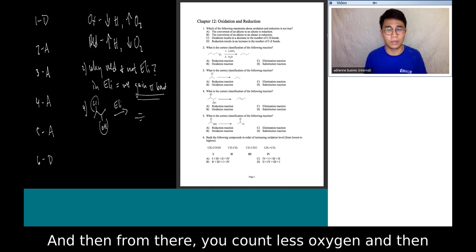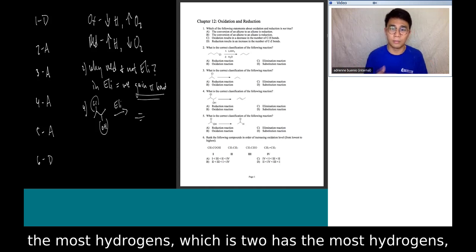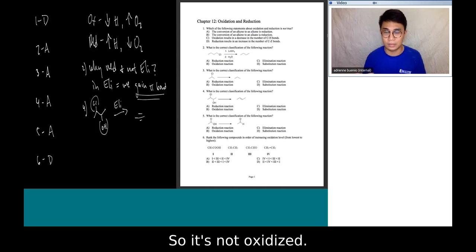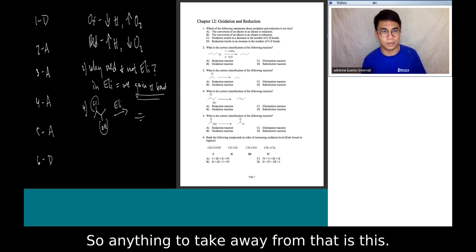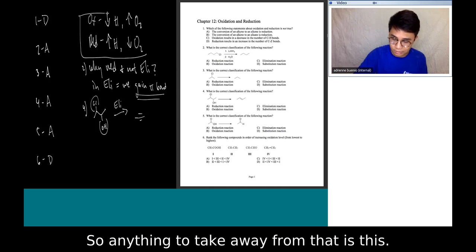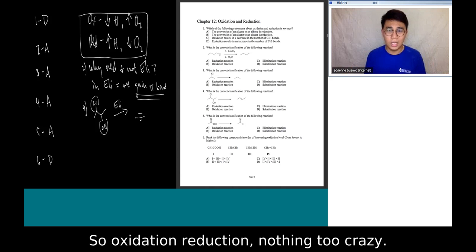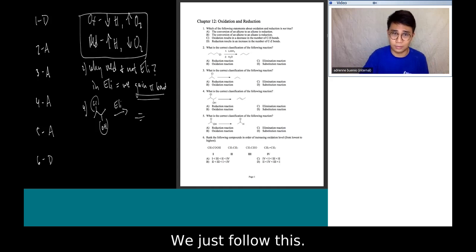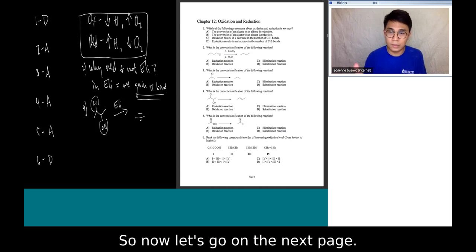And then from there, you count less oxygen, and then the most hydrogens, which is two has the most hydrogens, meaning it's the most reduced, so it's not oxidized, right? So anything to take away from that is this, right? Oxidation reduction, nothing too crazy. We just follow this, right? And we were good. So okay, now let's go on to the next page.